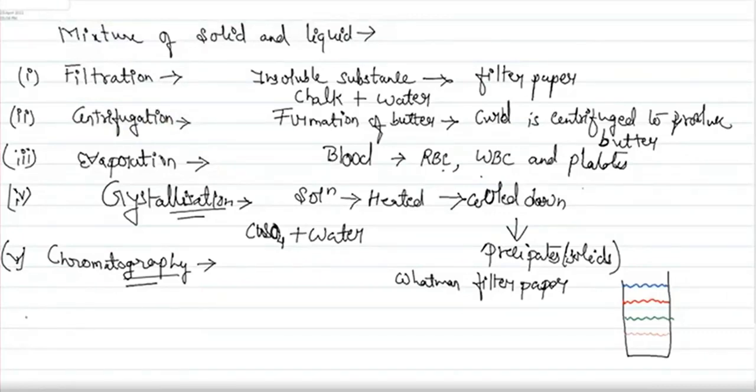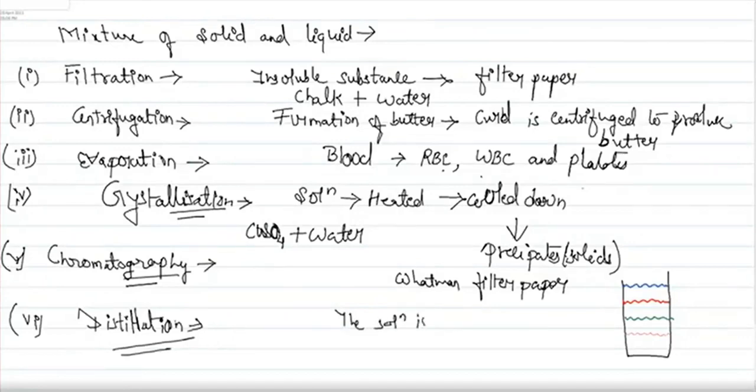Next is distillation. For obtaining pure liquids from a solution, this method is generally used. So what is distillation? In distillation, the solution is heated, and then the vapors which are formed are passed through a cooling tower.